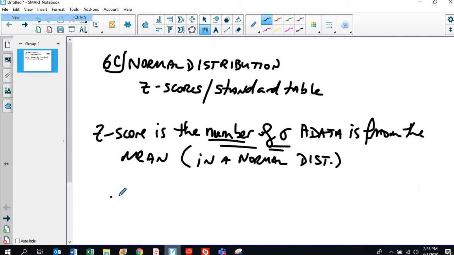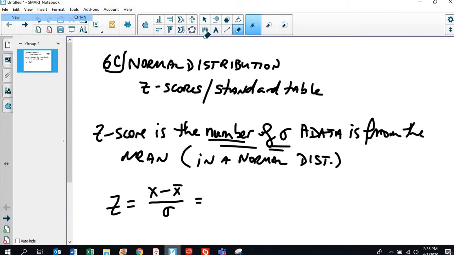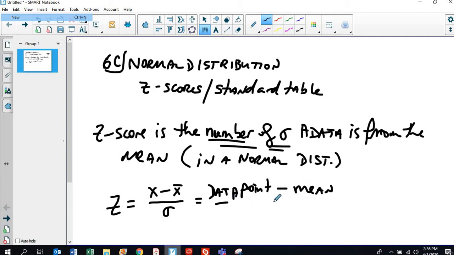The formula for the Z-score, I'm going to give it to you in two forms. If x is your data point, you subtract away the mean. That's how far away from the mean you are. Then you divide by the standard deviation so that you can normalize it. If I was one standard deviation away, then dividing that distance by the standard deviation, I just get a 1, and that's what I'm hoping for. So it's your data point minus the mean of your normal distribution, over the standard deviation. I'll give you this formula just like I give you all of them.